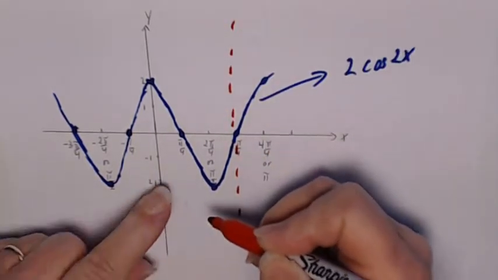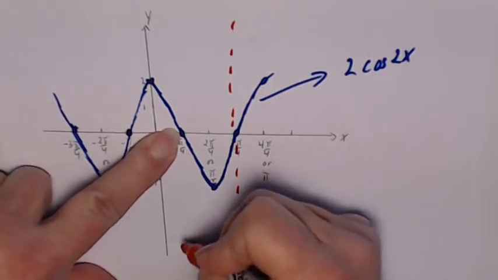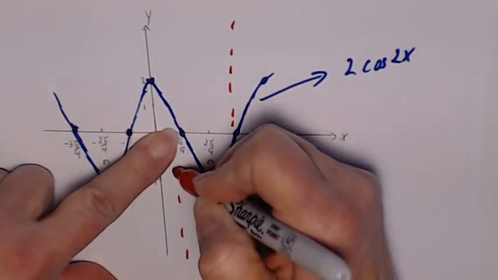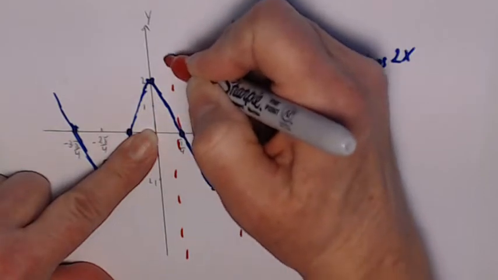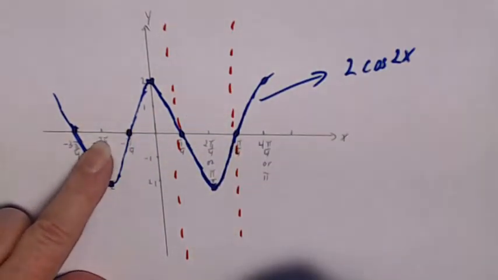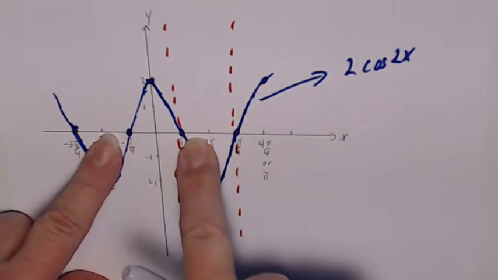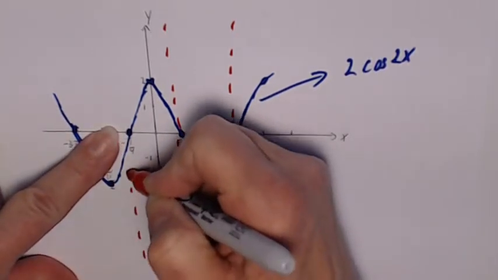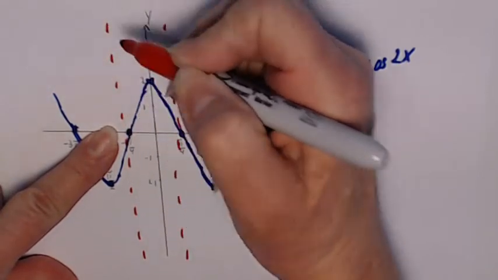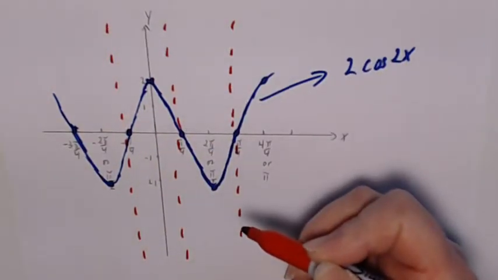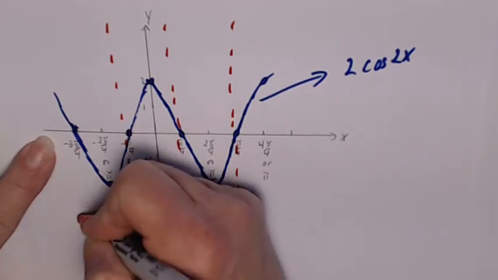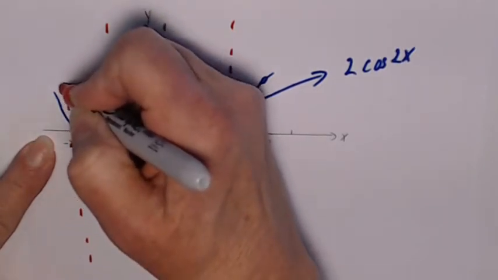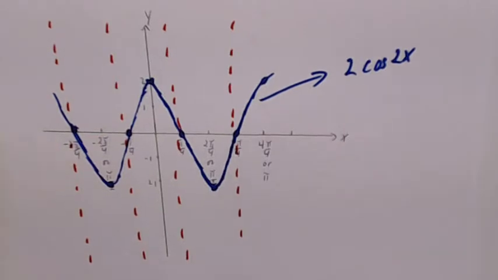a vertical asymptote. At pi over 4, we have a 0 for cos, and that's going to give, whoops, that's really pretty bad. Okay, we're going to go with it though. Another vertical asymptote at negative 4 pi over 4, and then negative 3 pi over 4, another vertical asymptote. So we know our secant is going to be going on in between these asymptotes.